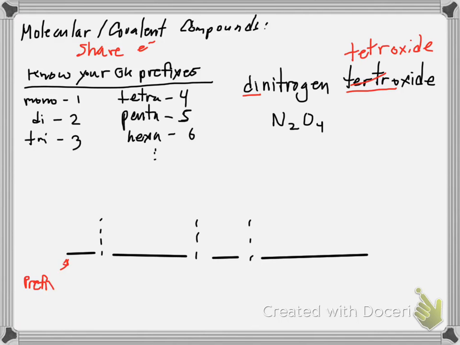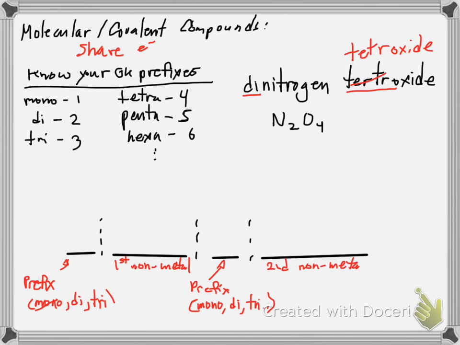Okay, so if you look at how this looks, basically you have a prefix. In this case, if you only had one nitrogen in our example, instead of writing mononitrogen, it would just be nitrogen, so we cross off the mono. But if you had di or tri, it would be di or tri something. Let's take a look at that. Then you have your first nonmetal, then your second prefix, and then your second nonmetal.